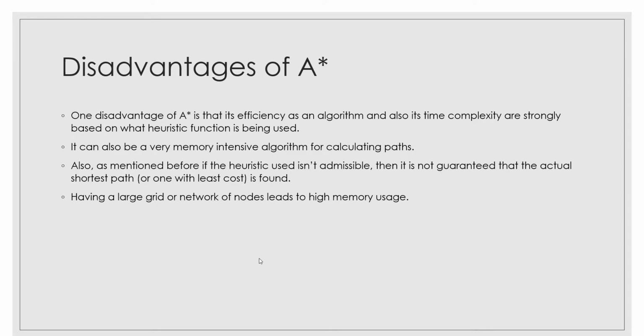Alright, some disadvantages is, as I said before, time complexity is strongly dependent on what heuristic function is used. And sometimes if you have to use a certain type, there's really no way of getting around how much computation you have to do. As I said also on other slides, it could be very memory intensive when you're calculating all these paths and heuristics for different neighbors. And if the heuristic being used is not admissible, then it's possible that your use of A-star will not actually find the shortest path. And having a large grid of networks also leads to high memory usage.